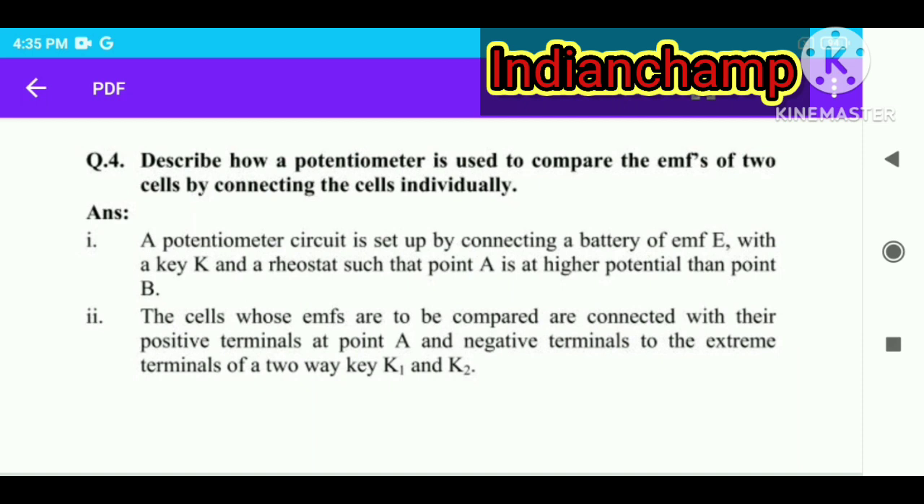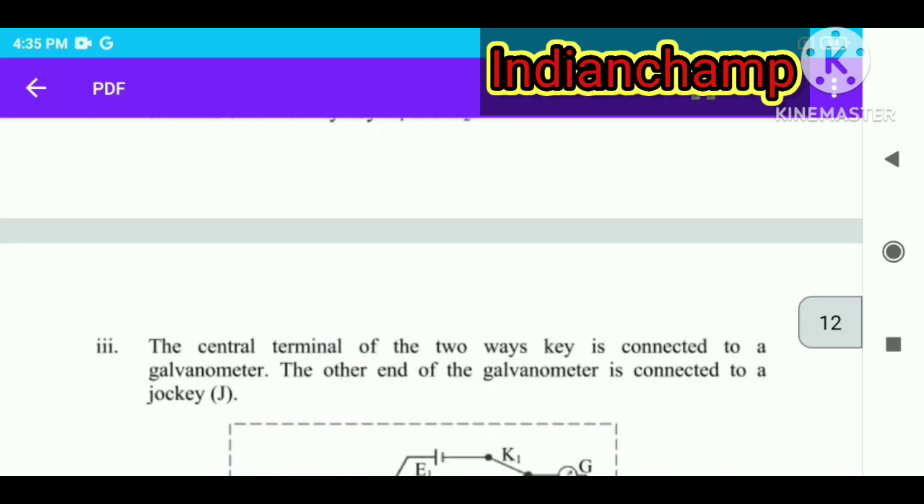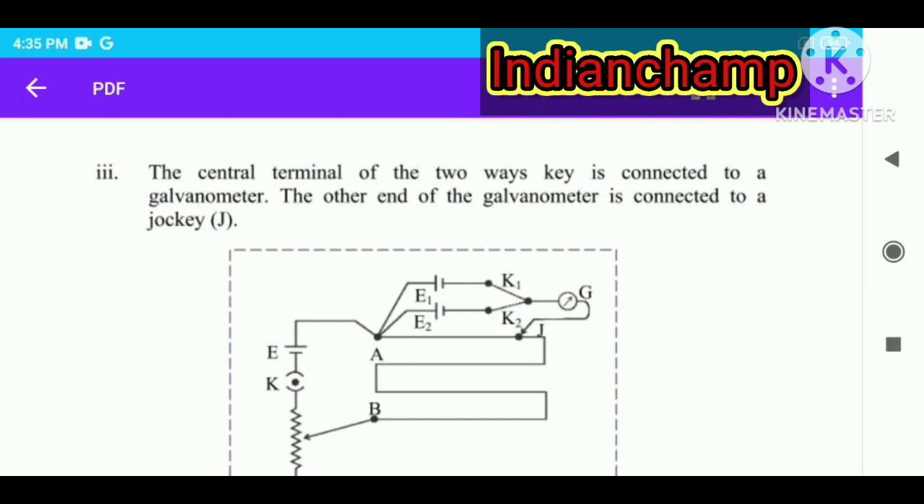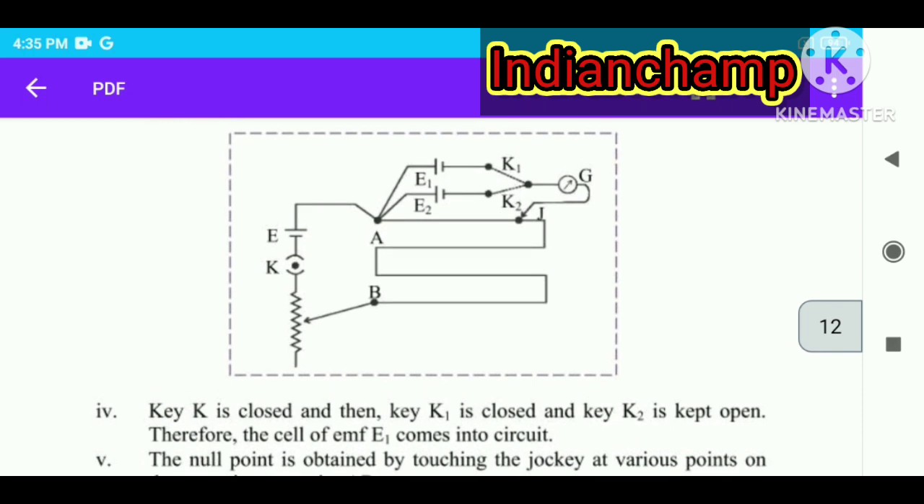Second, the cells whose EMFs are to be compared are connected with their positive terminal at point A and negative terminal to the extreme terminals of the two-way key K1 and K2. Third, the central terminal of the two-way key is connected to a galvanometer. The other end of the galvanometer is connected to a jockey J. Diagram.